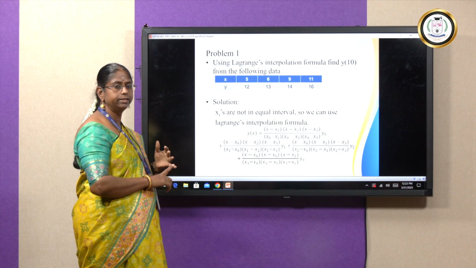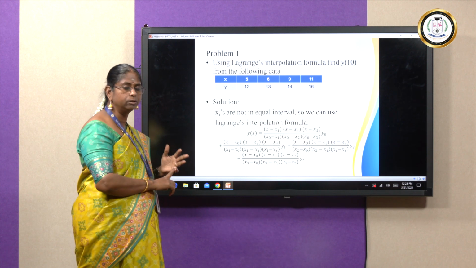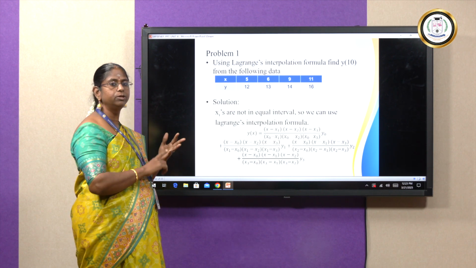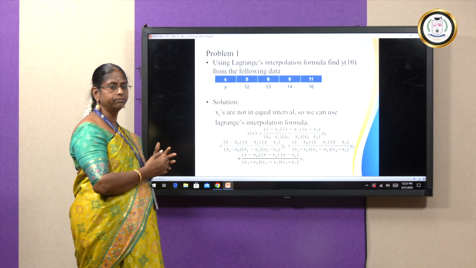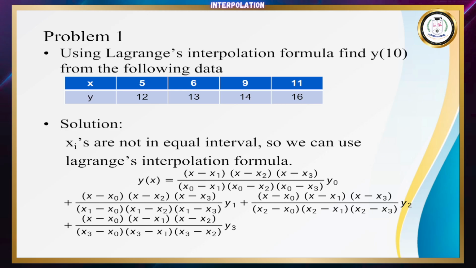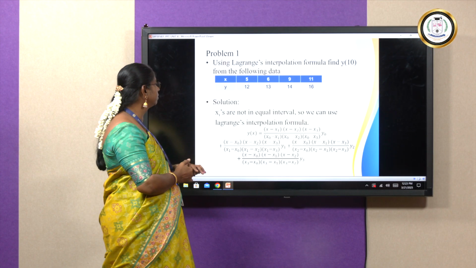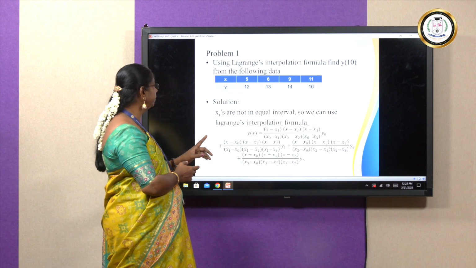Whenever a question is given, first you have to check whether the x values are given in equal interval or unequal interval. If it is given in equal interval, I may use Newton's forward or backward, depending on what the question asks for x. And if the x values are given in unequal interval, I may use Lagrange's interpolation formula. Now the data are in unequal intervals, so I may use Lagrange's interpolation. So the formula is written. Look at how many data we have.